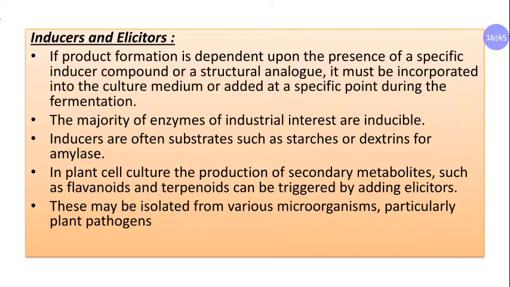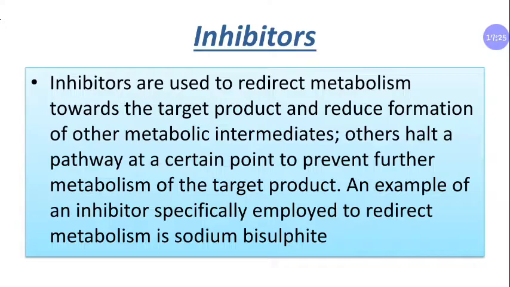Inducers and elicitors. If product formation is dependent upon the presence of a specific inducer compound or a structural analog, we should provide it by incorporating it into the culture medium. The majority of enzymes of industrial interest are inducible. They are often substrates such as starches or dextrins for amylase. In plant cell culture, the production of secondary metabolites such as flavonoids and terpenoids can be triggered by adding elicitors. These may be isolated from various microbes, particularly plant pathogens.